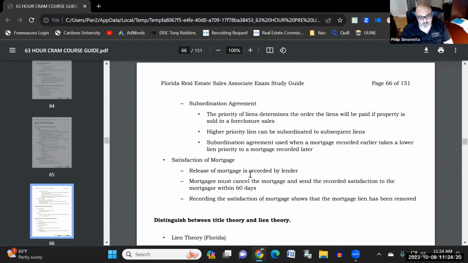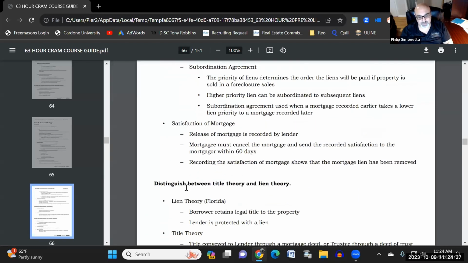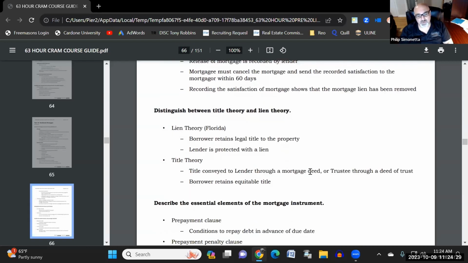Recording the satisfaction of mortgage shows that the mortgage lien has been removed. That paper is what says it's been removed. You need that. Okay, now you need to be able to distinguish between title theory and lien theory.